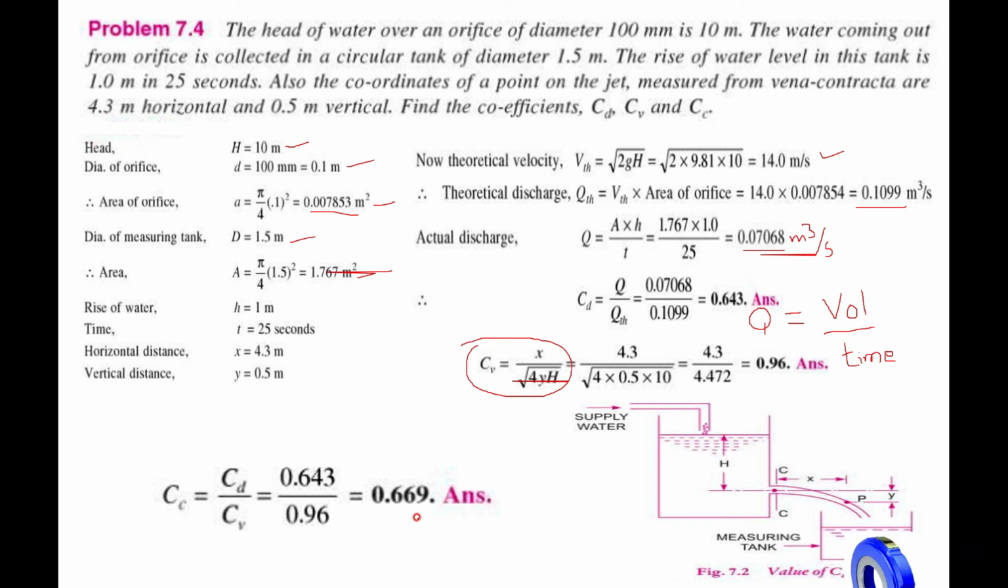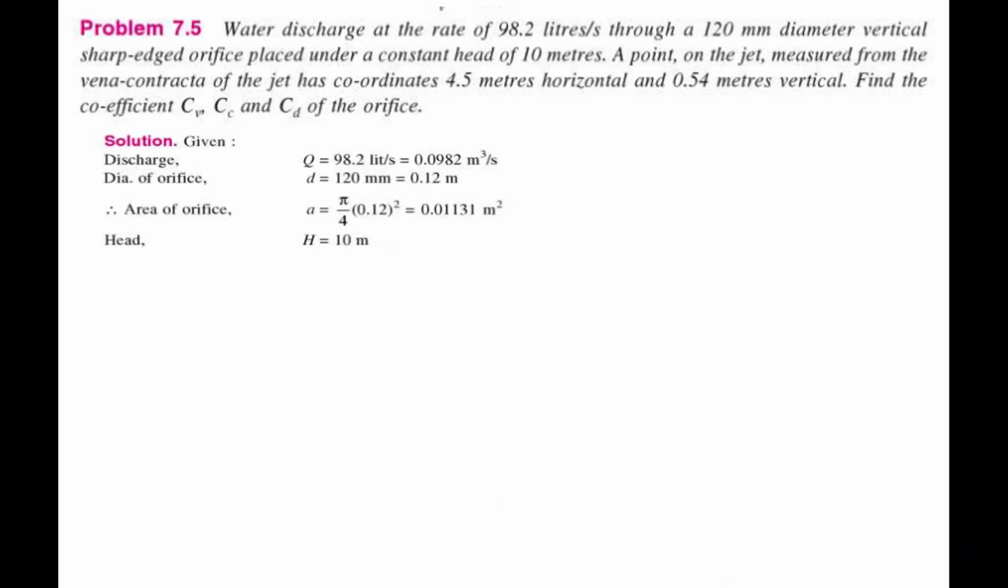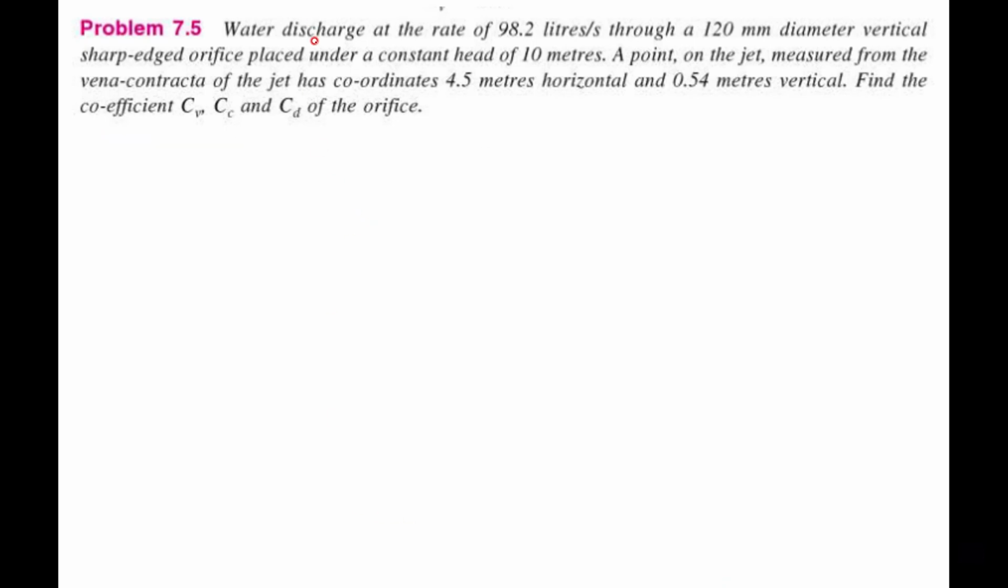Okay, so this is orifice. So let us take one more problem. Say water is discharging at the rate of 98.2 liters per second through a 120 millimeter diameter vertical sharp edged orifice at a constant head of 10 meters. A point on the jet measured from the vena contracta of the jet has coordinates 4.5 meters horizontal and 0.5 meter vertical. Find the coefficients CV, CC and CD.